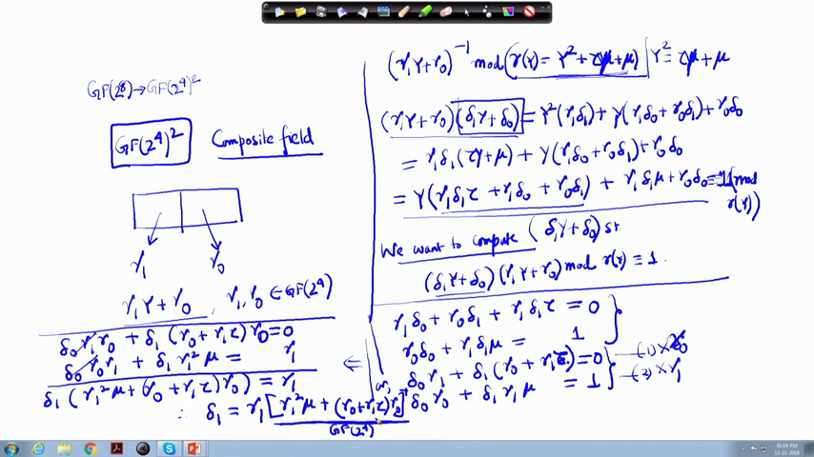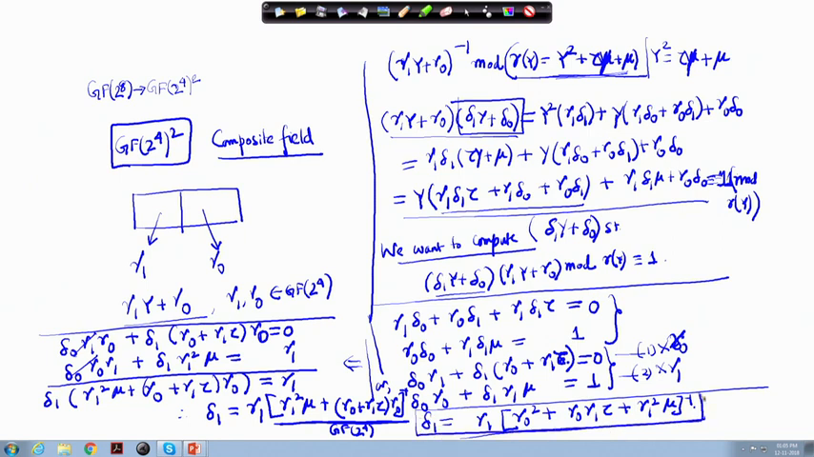So therefore, what we get here is that delta 1 is gamma 1, and you can also do a few simplifications here. Basically you get gamma 1 into gamma 0 squared plus, if I multiply this, gamma 0 gamma 1 tau plus gamma 1 squared mu, and we do an inverse. So this is essentially the equation that you get for delta 1.